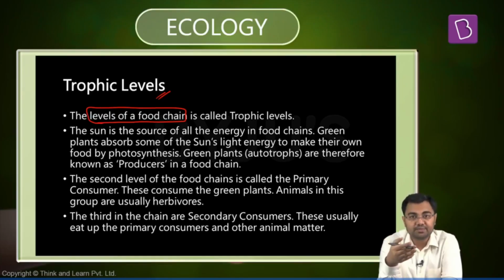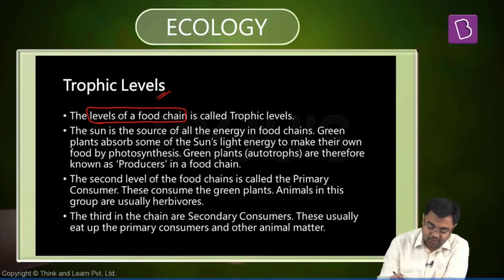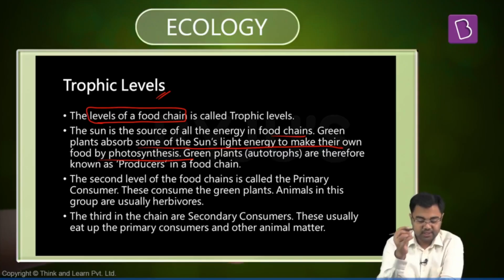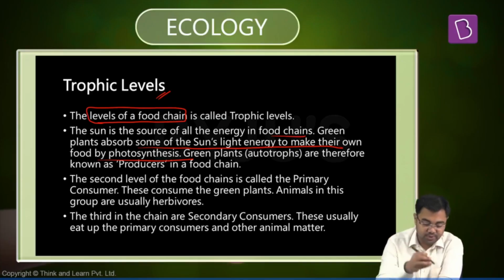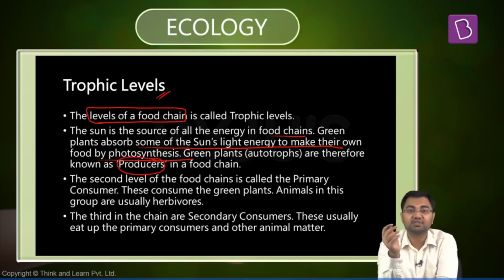Trophic level of an organism is the level that it holds in a given food chain, or you can say a food pyramid. We'll come to what is pyramid. So sun is the source of all the energy in the food chain. Green plants absorb some of the sun's light energy to make their own food by photosynthesis, and that's why the green plants or autotrophs are therefore known as producers in the food chain.